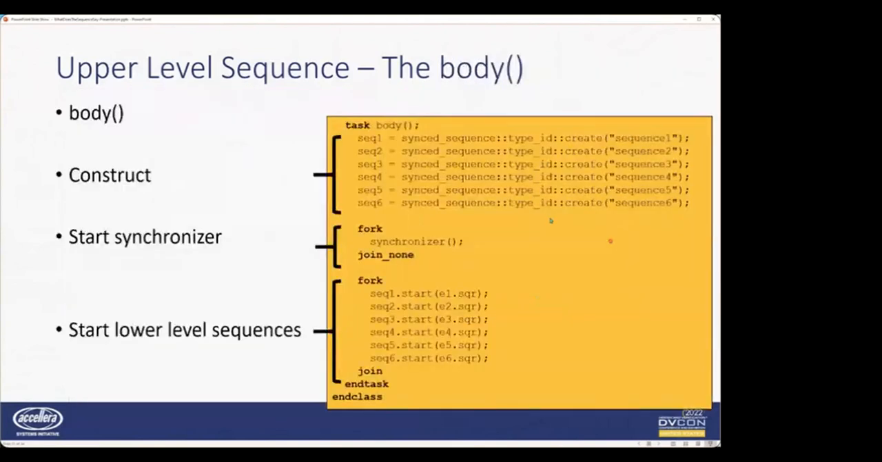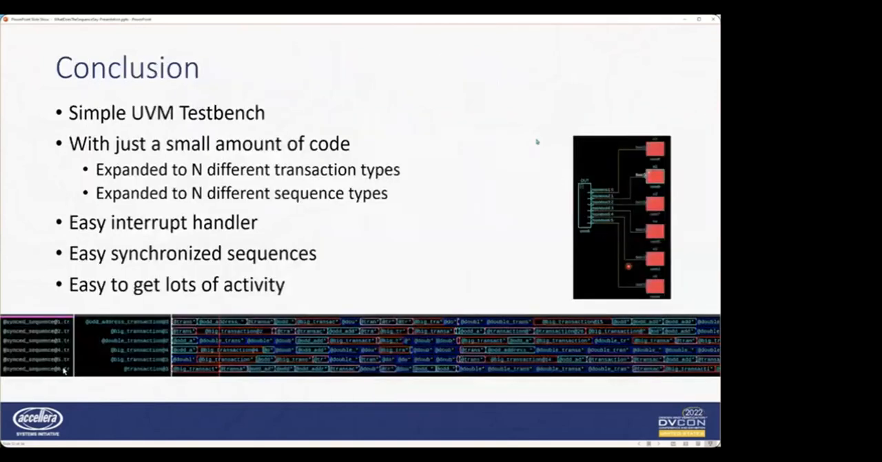So the upper level, the body constructs those sequences. So this is the virtual sequence constructing its lower level guys, starting the synchronizer, and then it starts those sequences. That's it. So the virtual sequence is just responsible for the goings-on, the sequences that are on those 6 interfaces.